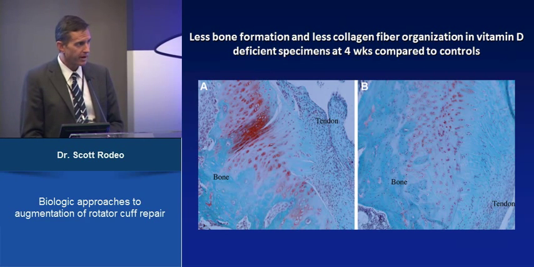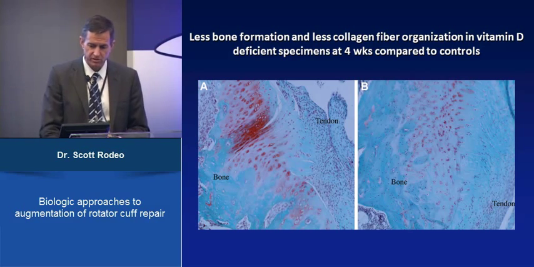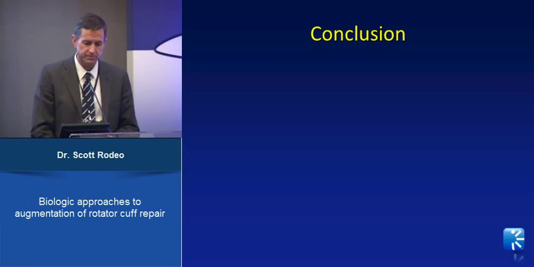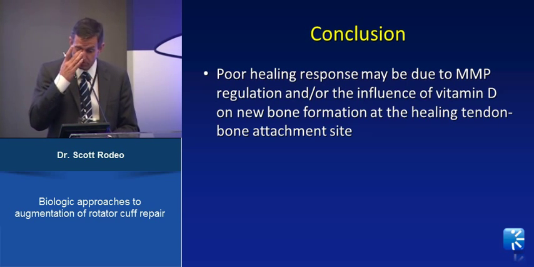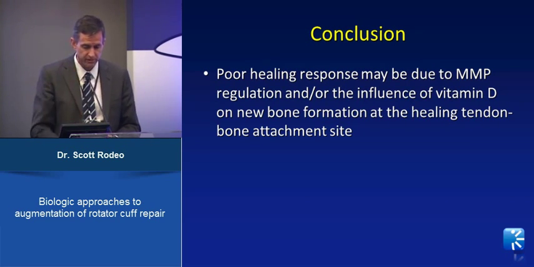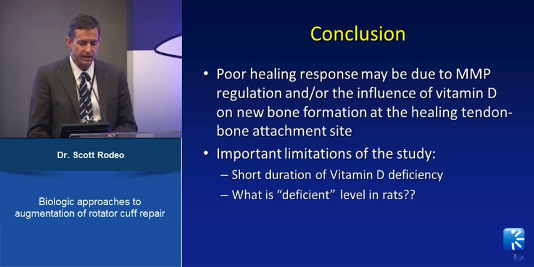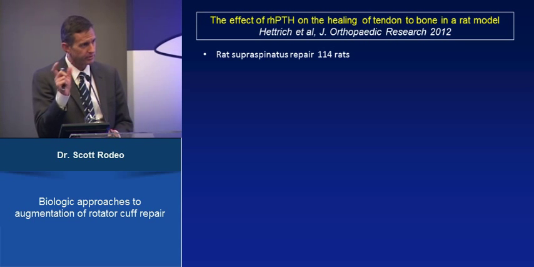That was supported by histology. We found less bone formation and less collagen fiber organization in the vitamin D deficient specimens at 4 weeks compared to controls. So in conclusion, I think the poor healing response there may be due to MMP regulation or the influence of vitamin D on new bone formation at the healing tendon bone attachment site. Vitamin D regulates MMP9. One last study to show you, we looked at parathyroid hormone also in our rat model.